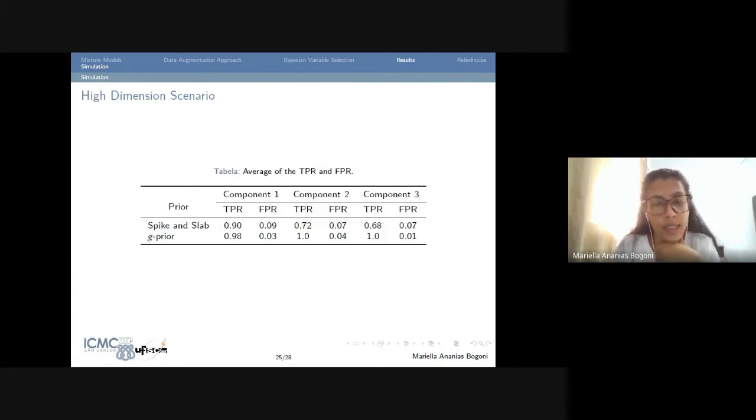So here I'm presenting the average of the TPR and FPR obtained in the two methods of variable selection. And again, although the spike and slab prior also presented a good result with TPR close to 1 and FPR close to 0, the G prior really presented a better performance. The TPR of the G prior is closer to 1 compared with the spike and slab, and the same for the FPR.